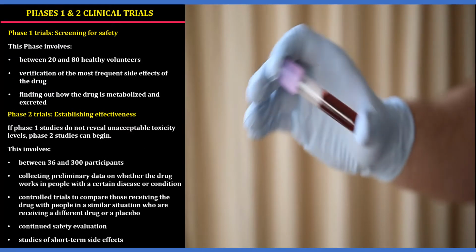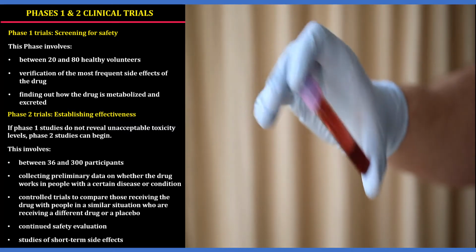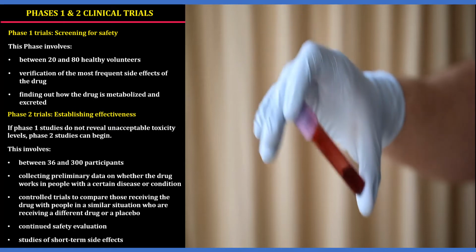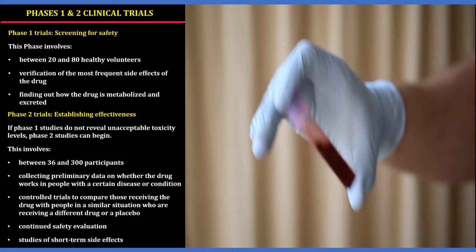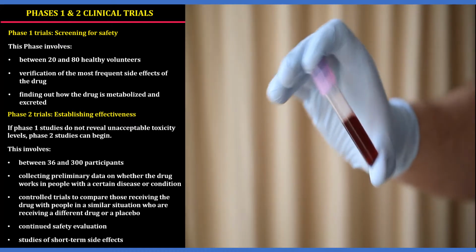Phase 1 trials: screening for safety. This phase involves between 20 to 80 healthy volunteers, and verification of the most frequent side effects of the drug takes place. It also majorly involves finding out how the drug is metabolized and excreted.